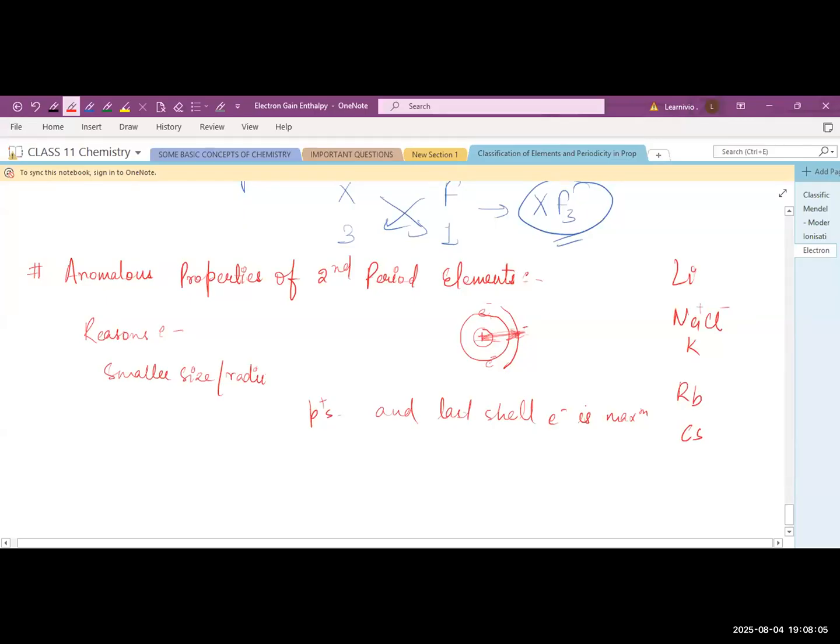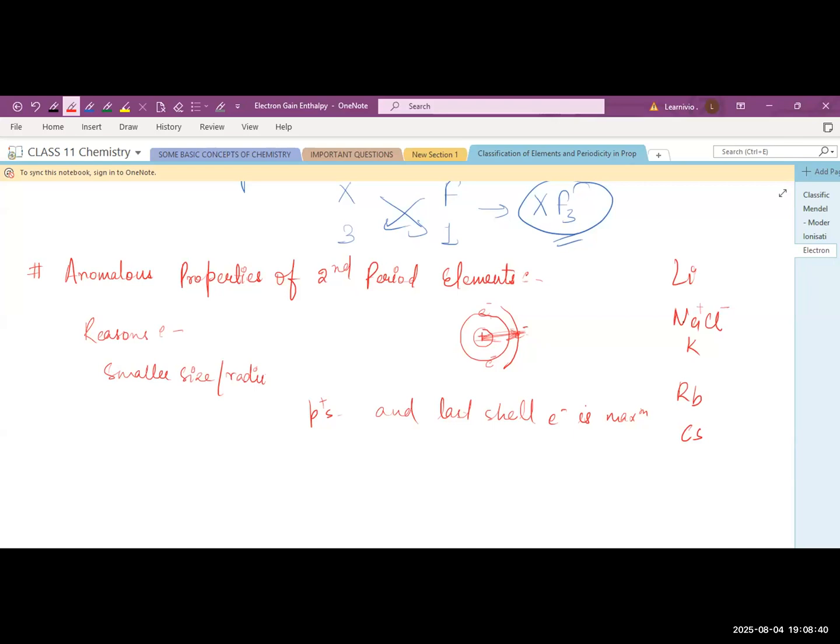But lithium क्या करता है? Lithium, due to its very small size, and basically its ionization enthalpy is very, very less, so due to that, they cannot easily form the ionic compounds like the other members in the same group. Other members क्या करते हैं? They just form the ionic compound, but the lithium forms a covalent compound, due to less ionization enthalpy, due to very, very small size.